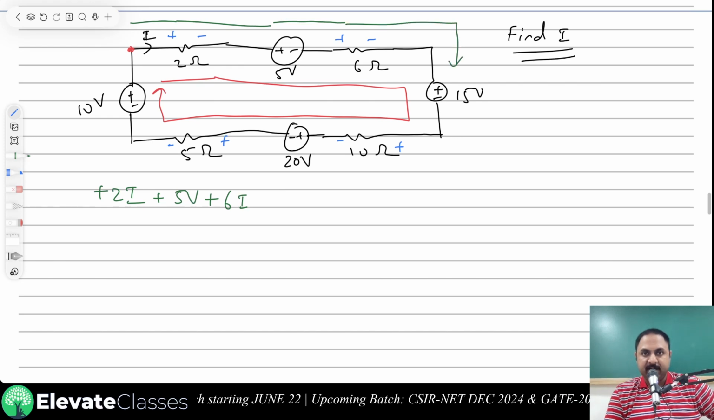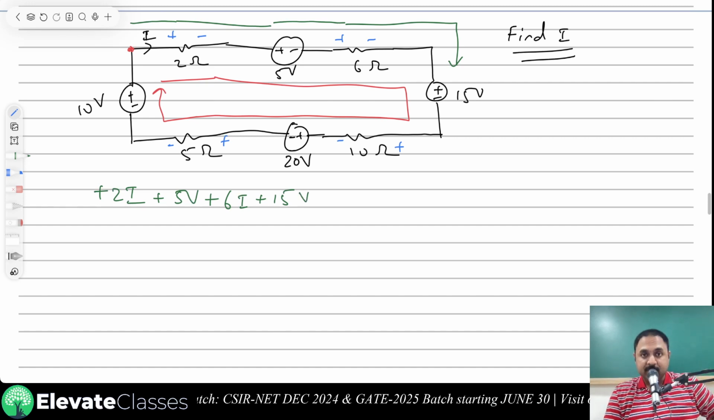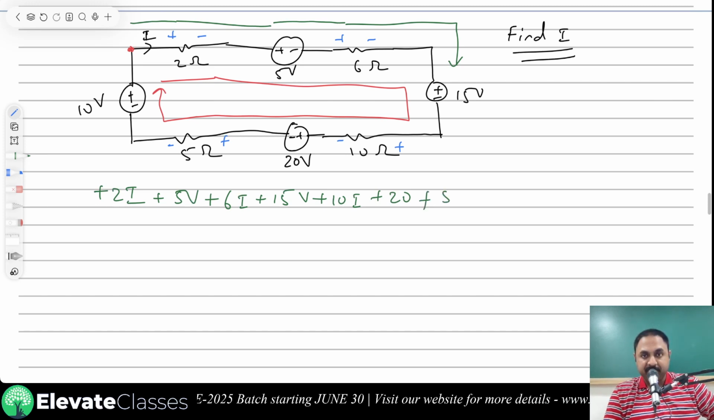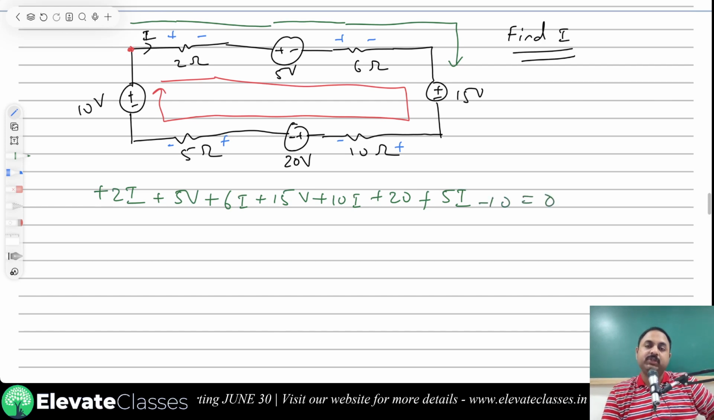I keep moving here, and I see a positive terminal. So plus 15 volts. I keep moving here. My direction, current direction is again the same. So plus 10I. I strike a positive terminal, plus 20 volts. Again, current direction is the same, plus 5I. I strike a minus terminal. Minus 10 is equal to 0.